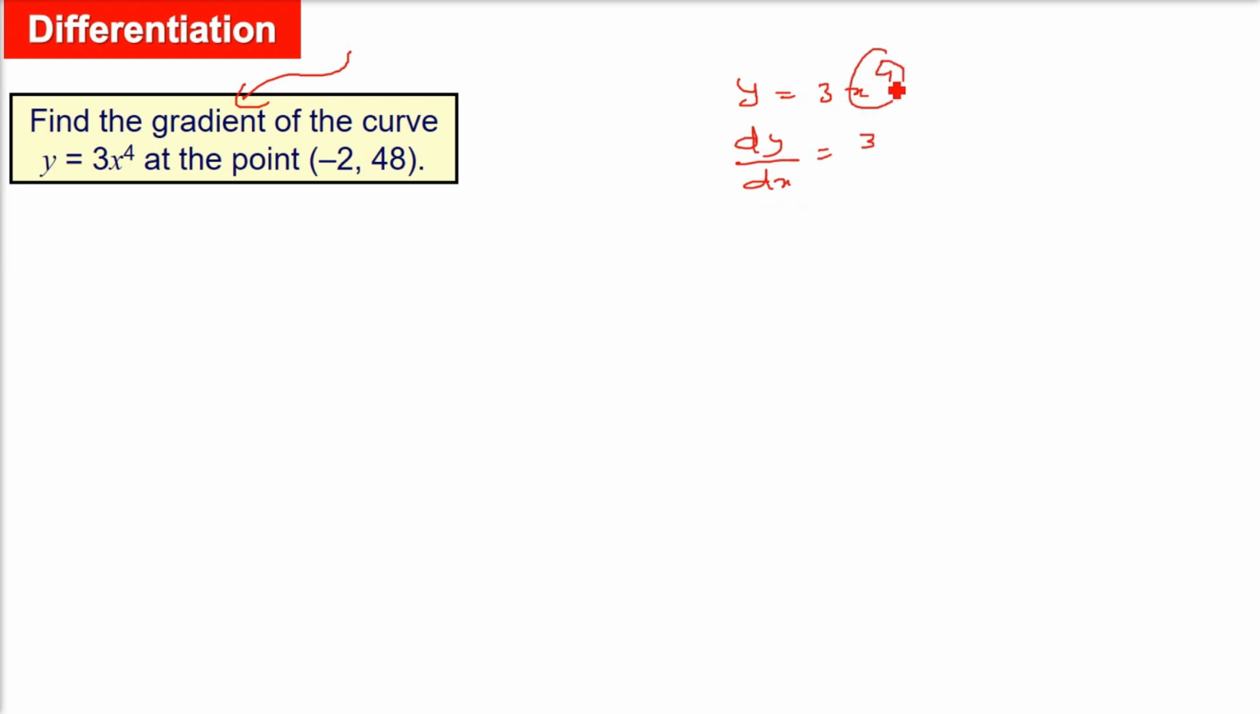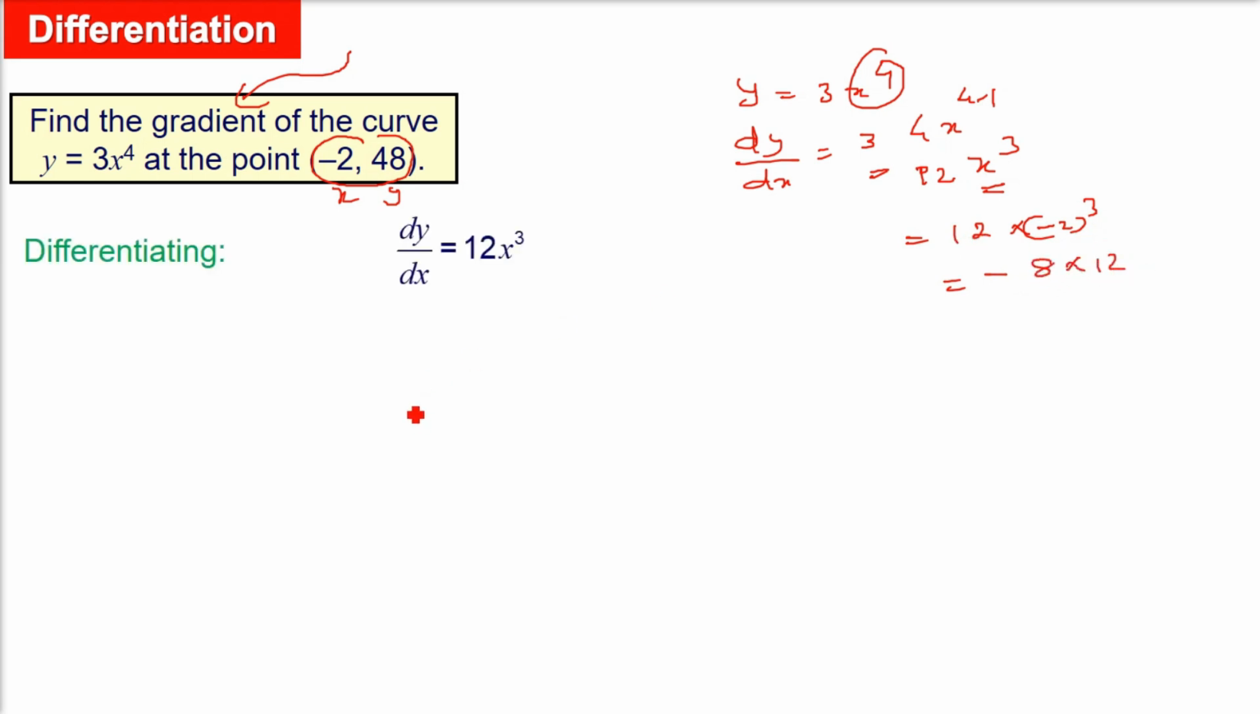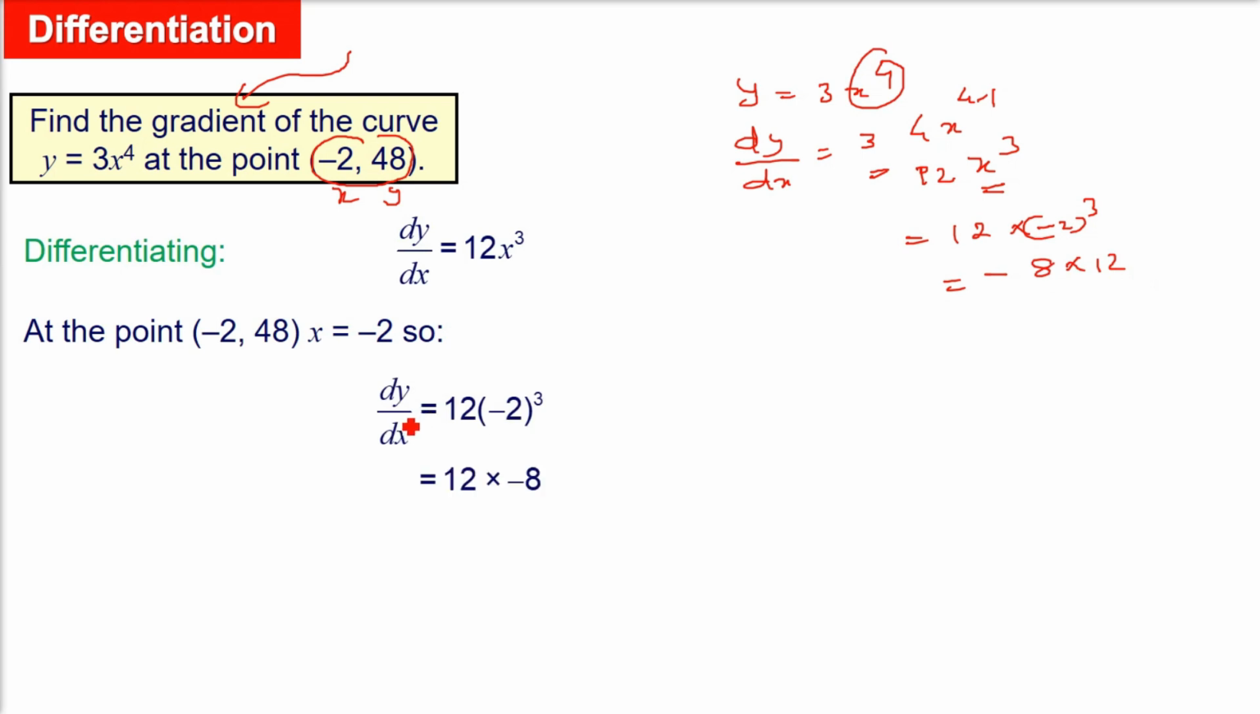x raised to the power 4: the 4 comes in front, x raised to the power 4 minus 1. 3 into 4 is 12, x raised to the power 3. So 12x raised to the power 3 is the gradient, the derivative of 3x raised to the power 4. Now you have to use the point minus 2 and 48. Just put minus 2 in place of x. What do you get? 12 into minus 2 cubed, because it is negative 2 to the power 3, you get minus 8 into 12. That is going to be minus 96. Negative 96. This is how we find the differentiation.